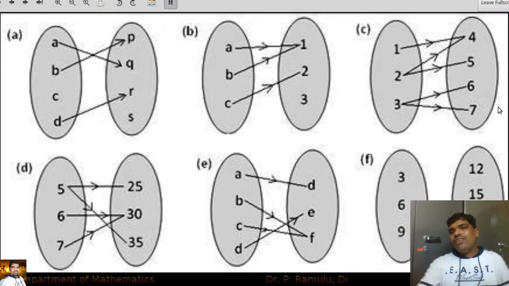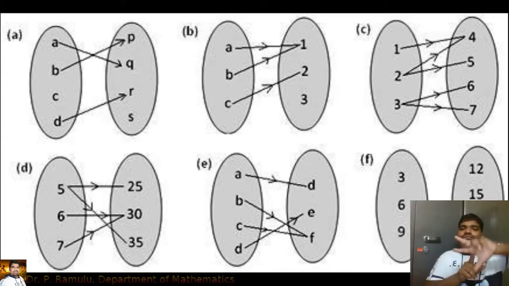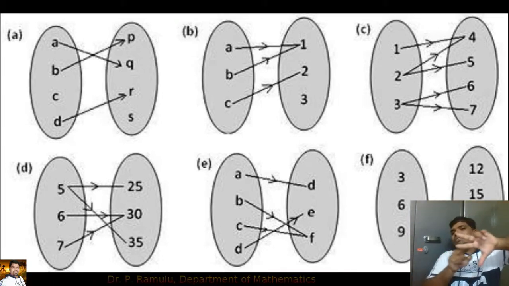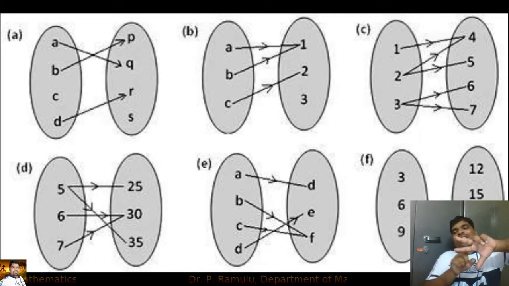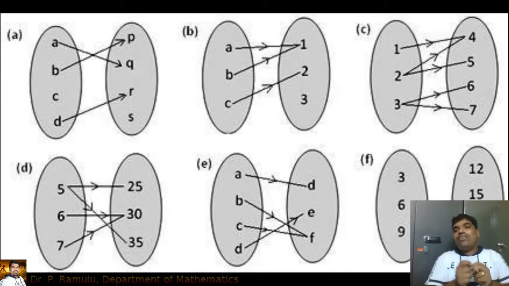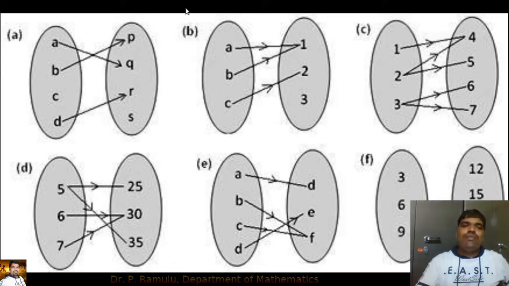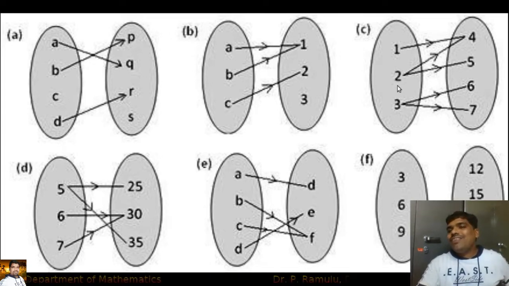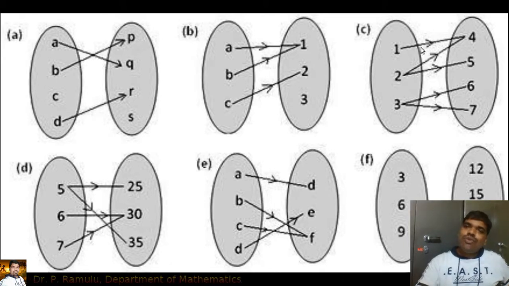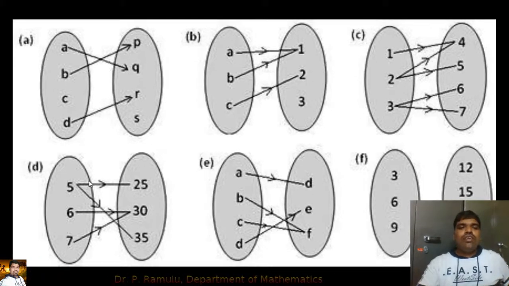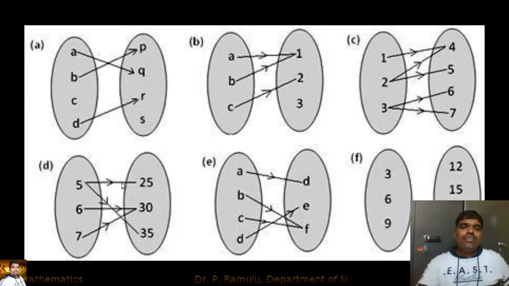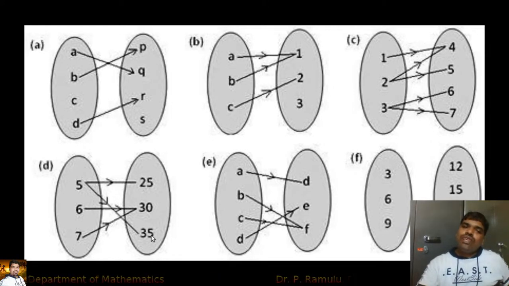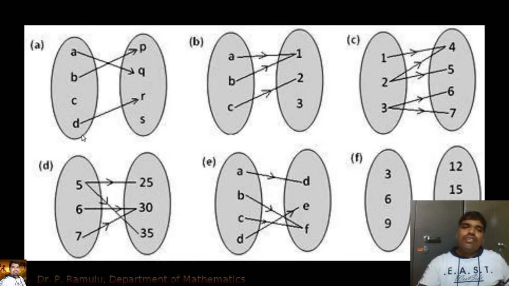So simply you have to remember that in A, if the diagram goes like this, it is not a function. If an element does not have any image, if you leave one alone like this, it is also not a function. The V symbol appears here, so that's why it is also not a function. See, here you can also observe that 5 goes to 25 and 5 goes to 35. Here the V symbol appeared, that's why it is not a function.